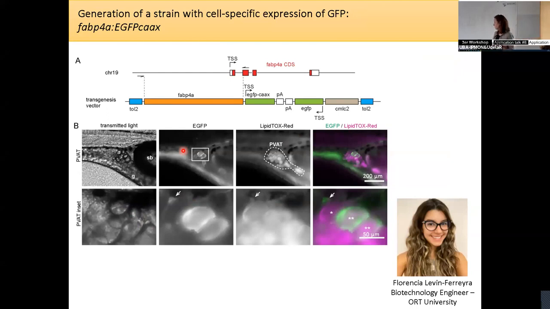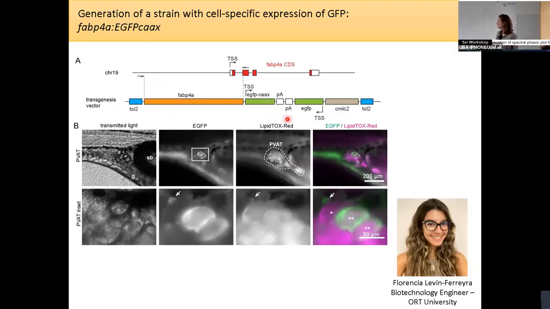This is where Florencia Levin started to work with us. During her degree, she cloned several promoters from genes expressed in adipose tissue. Here I show you the one that finally worked out. So we are now working with a fish line that has the promoter from a lipid transporter expressed in adipocytes, which directs expression of membrane EGFP.